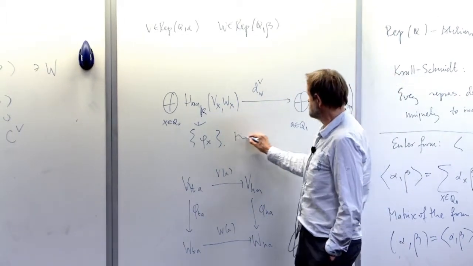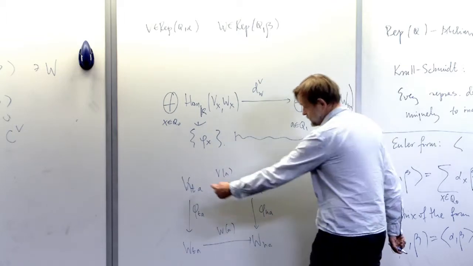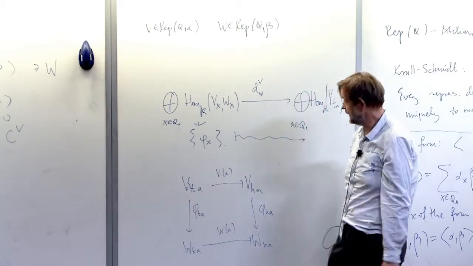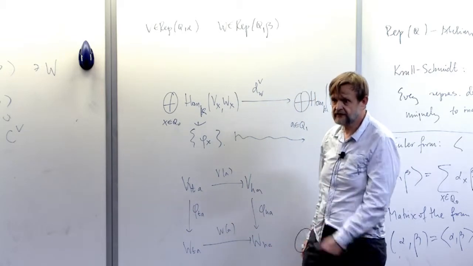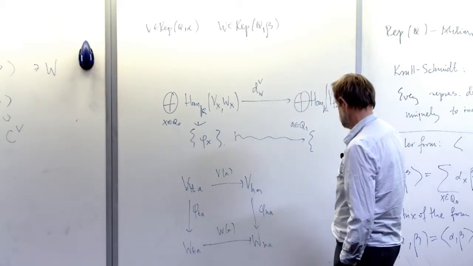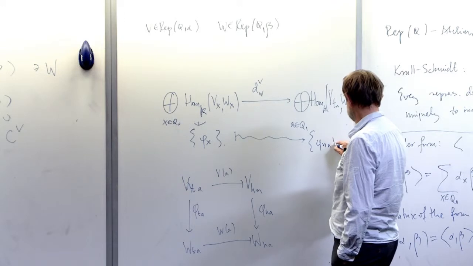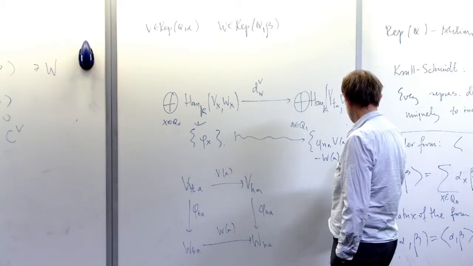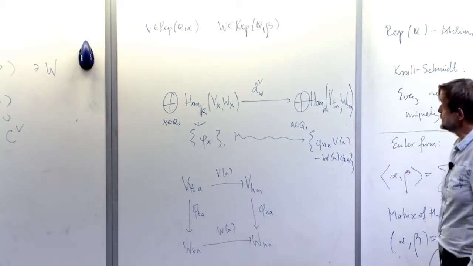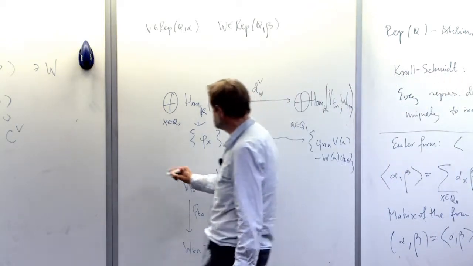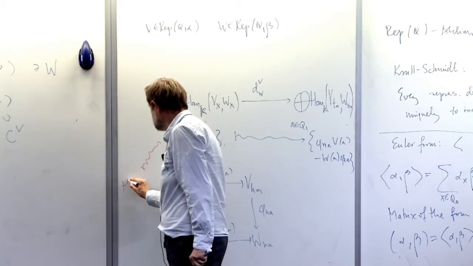So now where does this map go? Now I need to produce a map from here to here. There's kind of one way to do it: you have two ways to go, so you take a difference. This way minus this way. So it goes to the family such that phi(ha) V(a) minus W(a) phi(ta). And notice what happens now, this is kind of nice: of course you know what the kernel of this map is. The kernel of this map is, by definition, Hom Q from V to W.